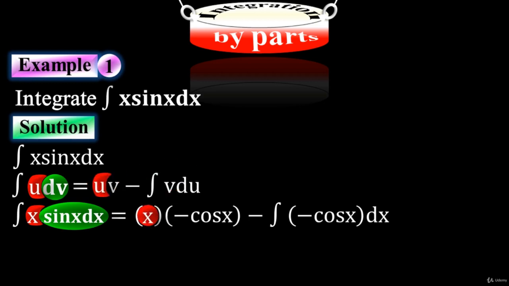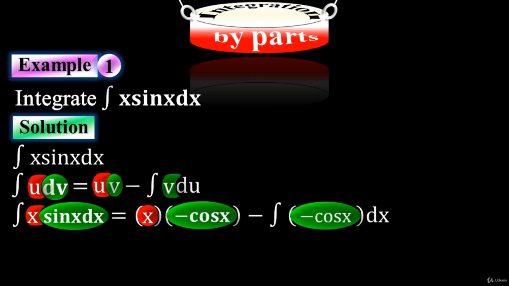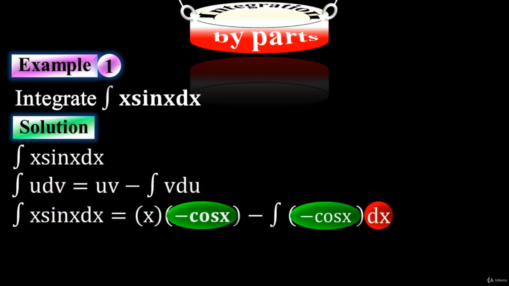Now write the x as it is, times the integral of the second term. Integral of sine x is minus cos x, minus integral of the second term and differential of the first term. How did we get minus cos x dx? Let's do some extra calculation to prove it mathematically.